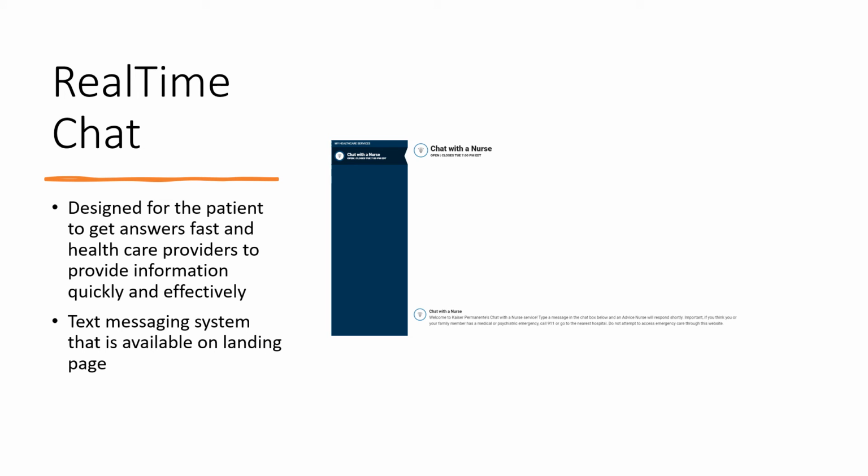Alongside the main messaging mail, SmartHIS also has real-time chat. This method of communication is designed for the patient to get answers fast and healthcare providers to provide information quickly and effectively. It is essentially a text messaging system that is available on the landing page, taking up minimal space, allowing the patient or user to be able to complete other tasks while receiving care.